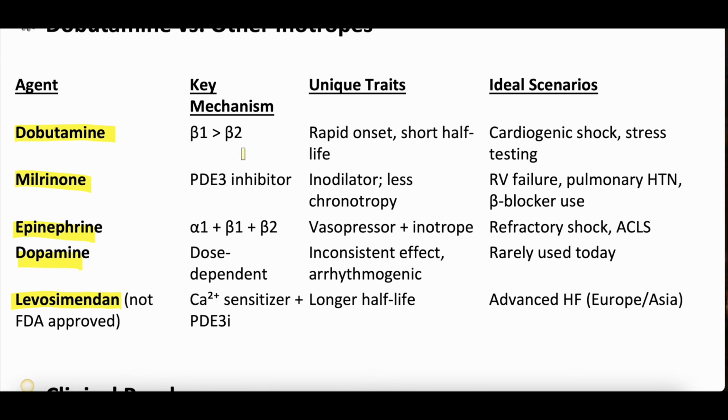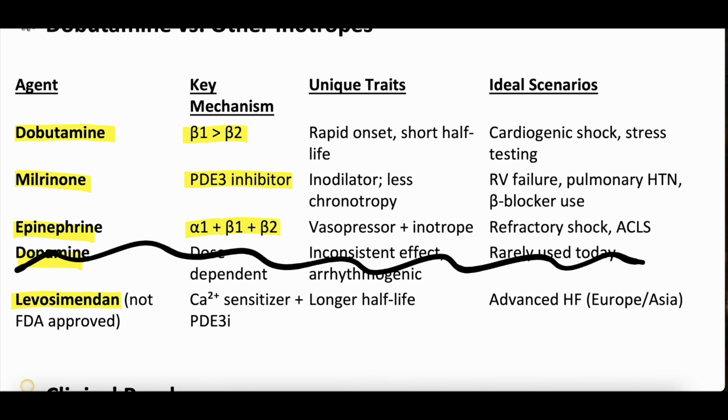So mechanism of action: dobutamine is a catecholaminergic or adrenergic inotrope. Beta-1 effects are the most, causing increased contractility, followed by beta-2 effects, which cause vasodilation. Milrinone is a PDE3 inhibitor, phosphodiesterase 3 inhibitor, so it's non-catecholaminergic. Epinephrine is a vasopressor with alpha-1 effects causing vasoconstriction, but it also has beta-1 and beta-2 effects too, so there is some inotropic effect. Dopamine is not consistently used anymore. It sometimes is used for bradycardia, but not much, so we're going to just ignore that one.